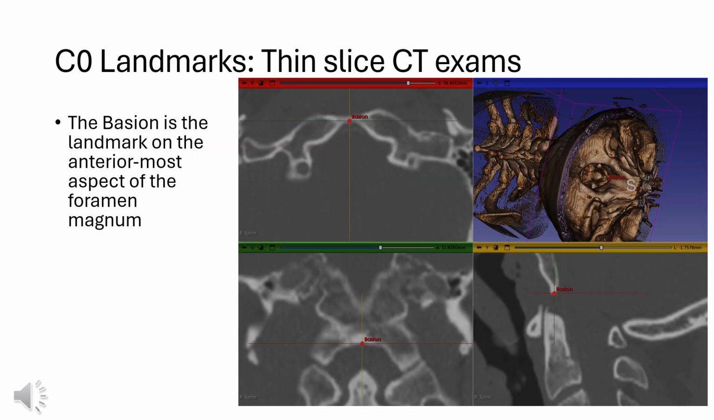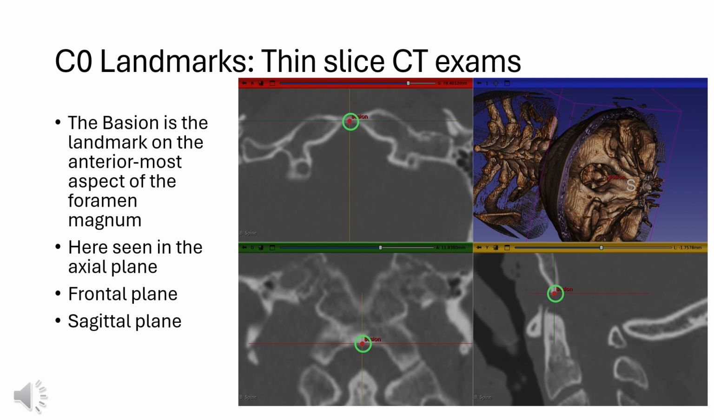This is a panel of images created from a thin slice CT exam of the cervical spine. The basion is here shown on the axial plane, confirming that it is in the mid-sagittal plane. In the frontal plane, you can see it is at the inferior-most point on the skull base. In the mid-sagittal plane, which is one of the most important views, you see the basion marks a specific point on the anterior-most edge of the foramen magnum. Assessing the basion on a three-dimensional reconstruction of the anatomy helps to confirm the location of the basion.